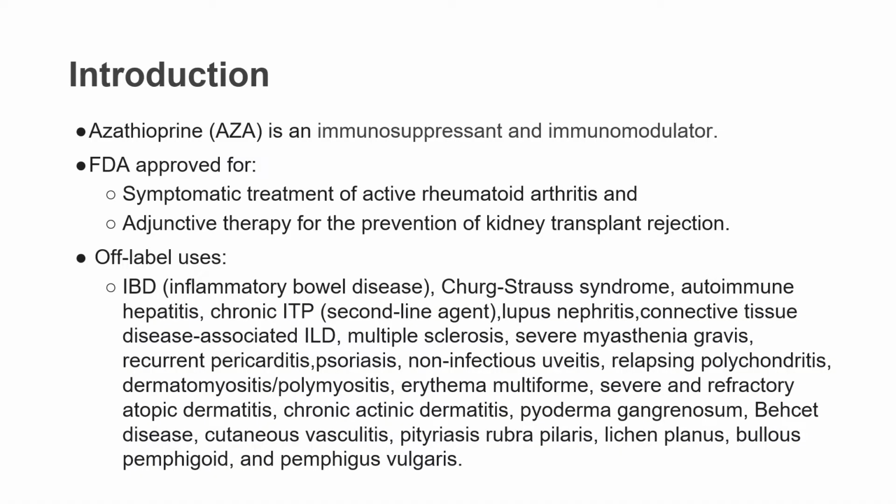Azathioprine is an immunosuppressant and immunomodulator. FDA has approved it for symptomatic treatment of active rheumatoid arthritis and also as an adjunctive therapy for the prevention of kidney transplant rejection. It has also many off-label uses like inflammatory bowel disease, Churg-Strauss syndrome, autoimmune hepatitis, chronic immune thrombocytopenia, lupus nephritis, connective tissue disease associated interstitial lung disease, and many other diseases.